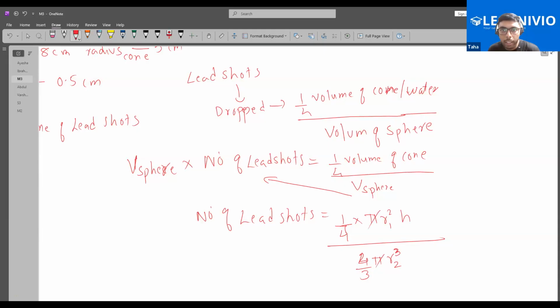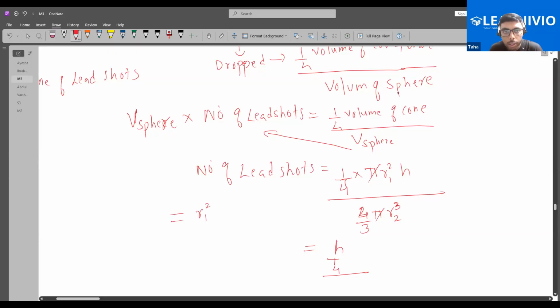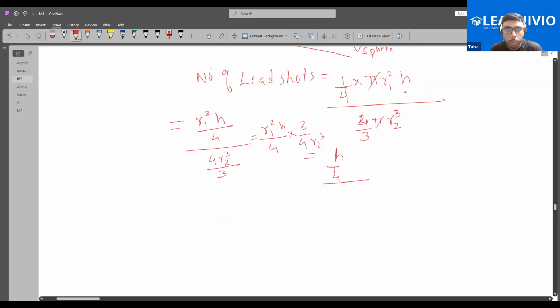Okay. Over here, you can eliminate pi and pi, right? And what about 1 by 4 into this? So this would be 1 by 4, this, and then let me write this over here. Pi into, we eliminated pi, right? So that would be R1 square into H divided by 4, and this would be 4R2 cube divided by 3. So this would give us R1 square H by 4 into 3 by 4 into R2 cube. Okay. So this is going to be our relation.